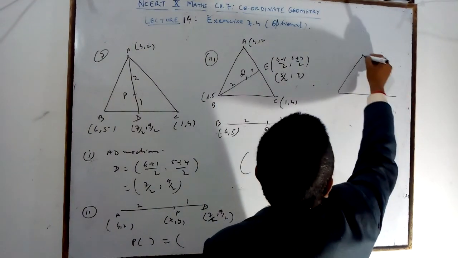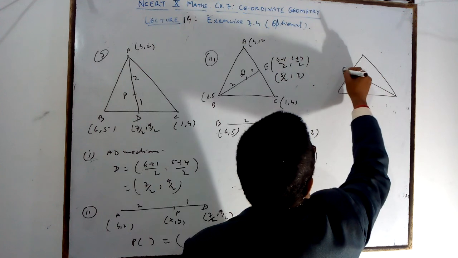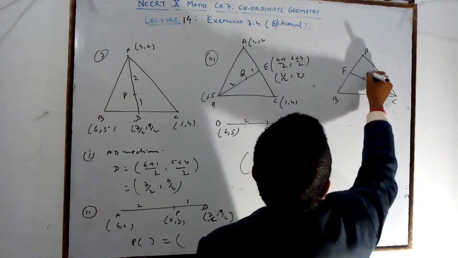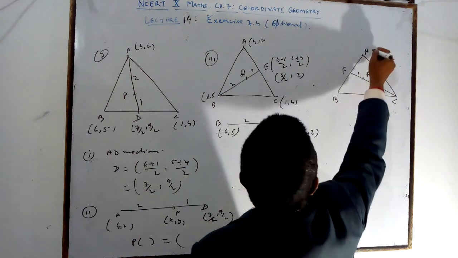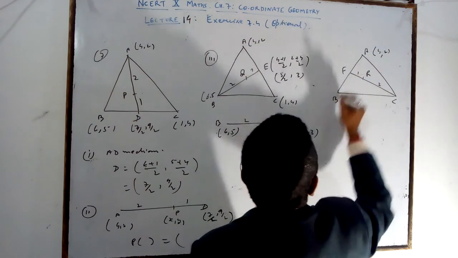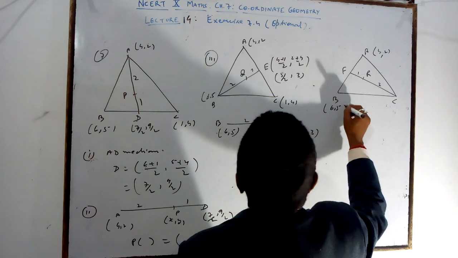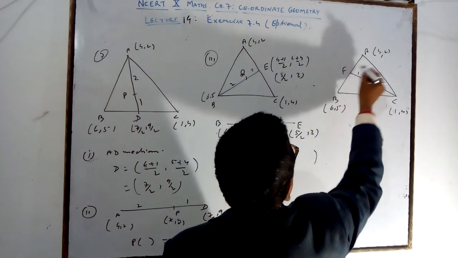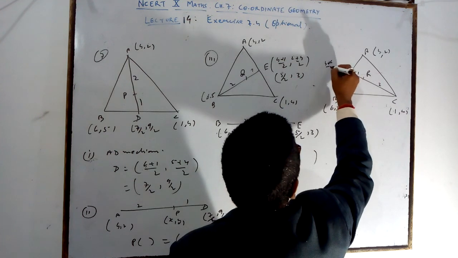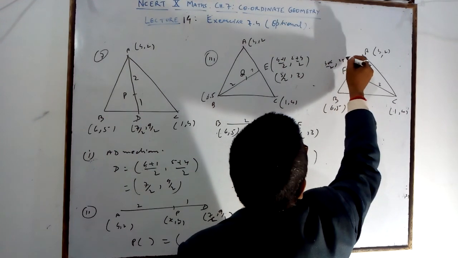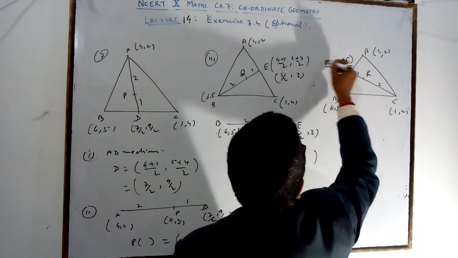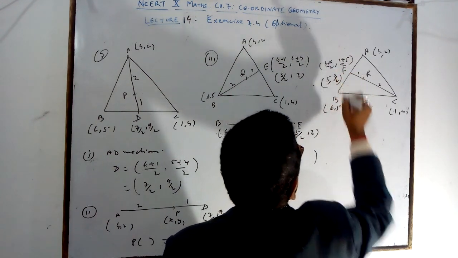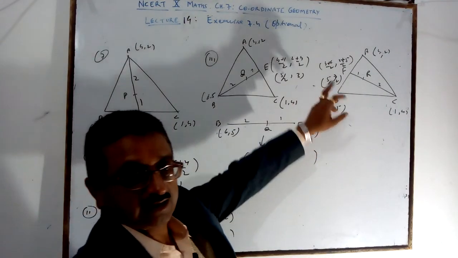Triangle ABC and CF is the median, which will have R here, in the ratio 2:1. So the coordinates are 4, 2, 6, 5, 1, 4. What is the coordinate of F? 4 plus 6 by 2, the midpoint, 2 plus 5 by 2. x1 plus x2, 4 plus 6, 5; y, 7 by 2. So 5, 7 by 2 is the coordinate of F.